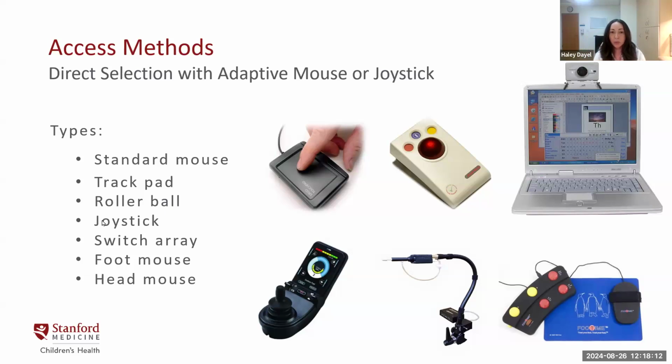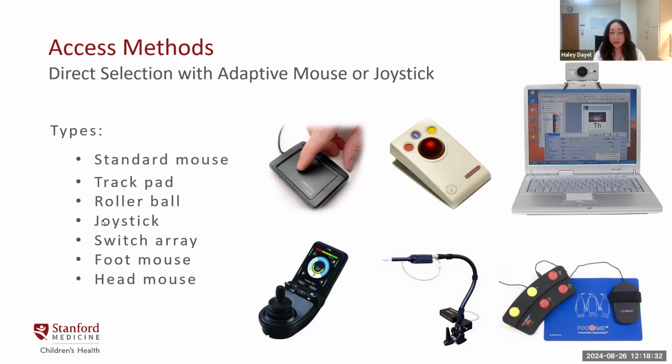You might also consider a rollerball mouse. There are ones of different sizes and that use a different placement for the rollerball. There are also some like the one that you see in the top center that are switch adapted. The person can use the rollerball to move to the target, and then they can hit a switch that they use to select.